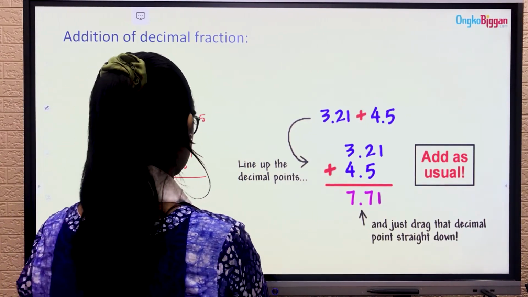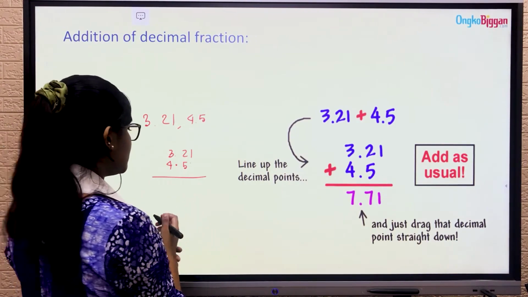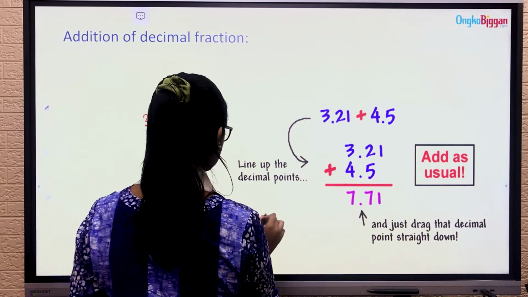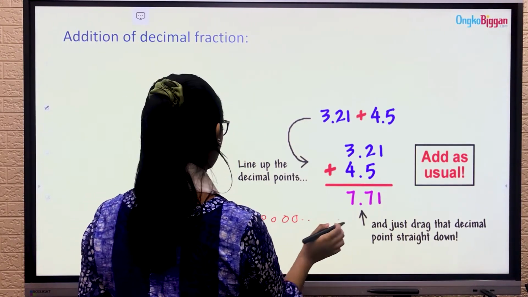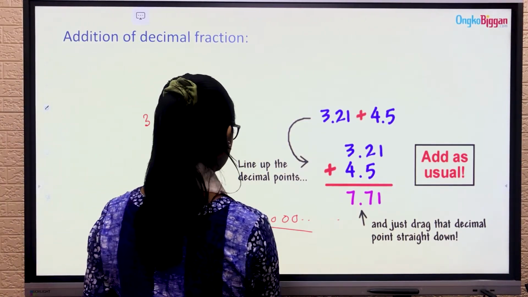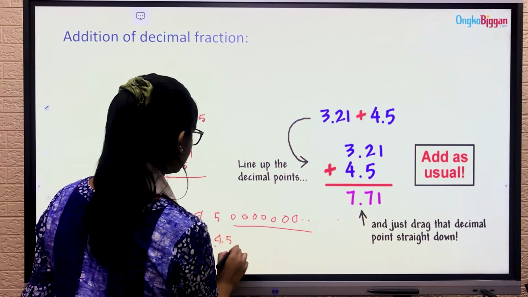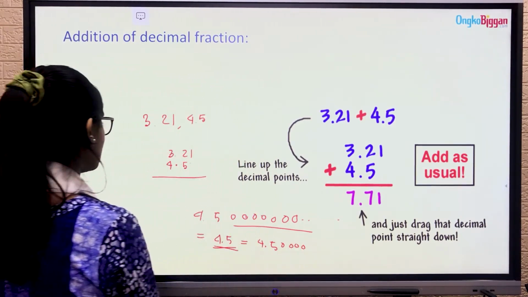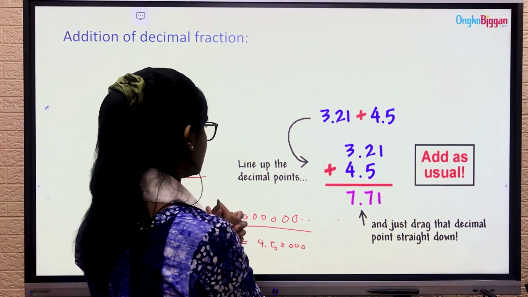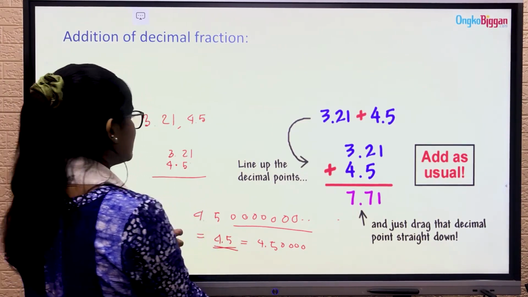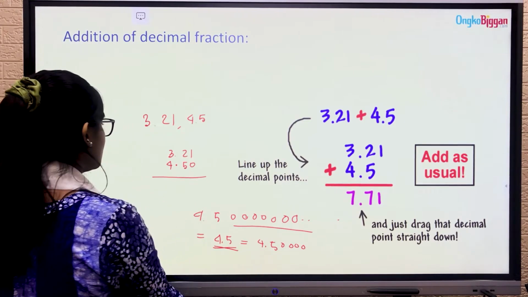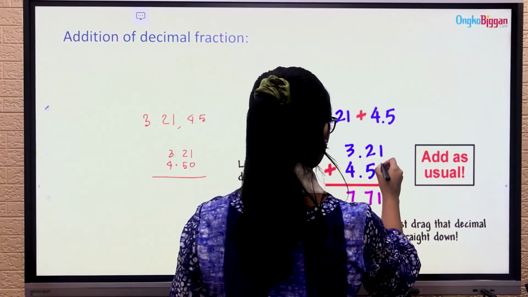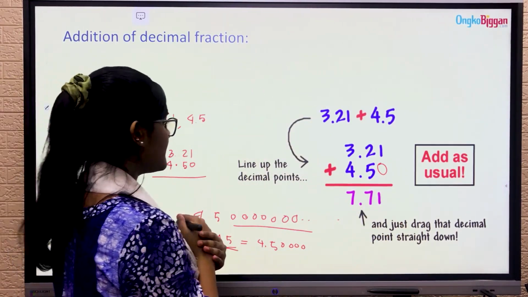In the case of a decimal fraction, after the decimal point, if we put thousands of zeros, like 4.5000000000, these zeros actually have no value, it is equal to 4.5. So we don't actually write any zeros. But for calculation, it's wise to put a 0 here so that it will be easier while calculating. So we will put a 0. You can actually avoid it, but it's better to include it.